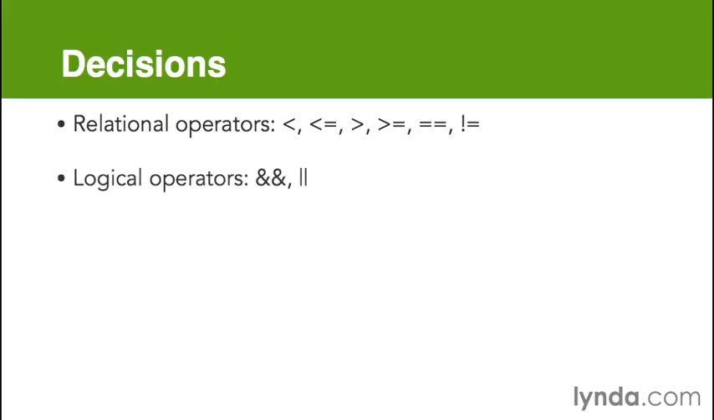In addition, sometimes it is necessary to join two or more statements. This can be done using logical operators AND, which is two ampersands, and OR, which is two pipes. Remember that the result of any comparison is always a Boolean value, either true or false.